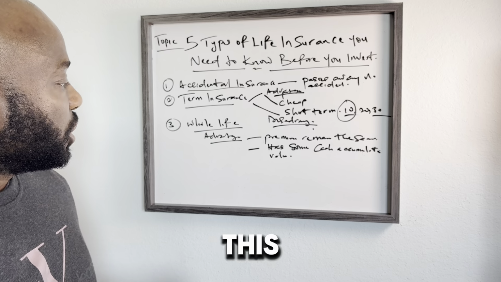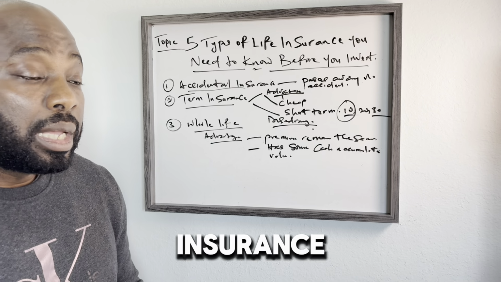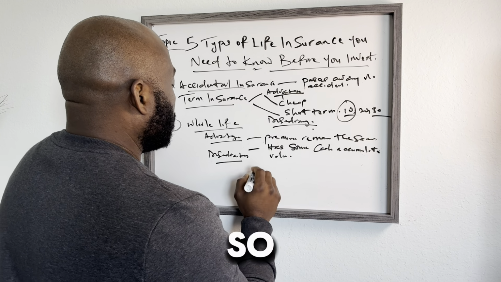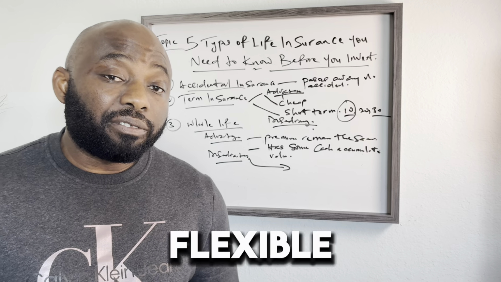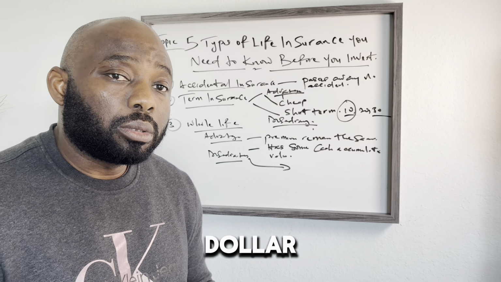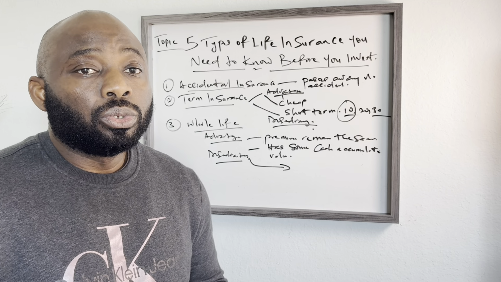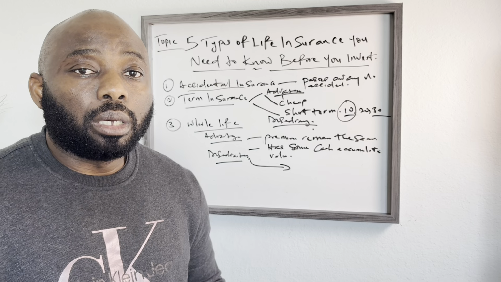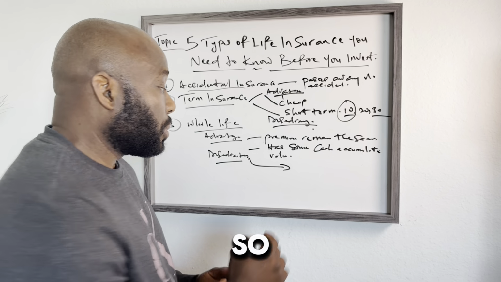So that's one of the advantages of whole life insurance. And let's dive into the disadvantage now. Whole life is not that flexible. Let's say you set up a face amount of $1 million, and after 5 years, or 2 years, or whatever years, you want to reconstruct or redesign your policy. Maybe you want to reduce the amount you pay every month or every year. It's not that flexible. That's one disadvantage.